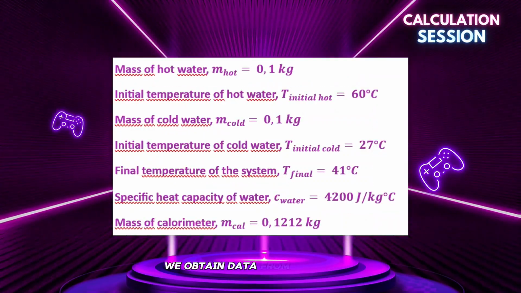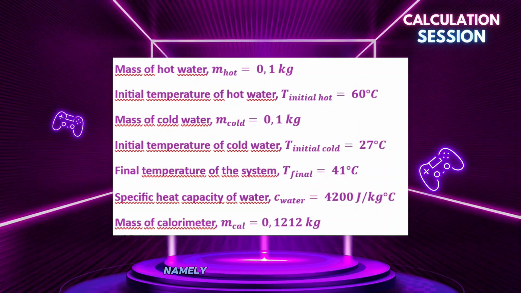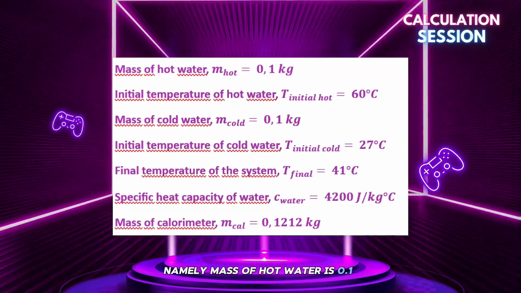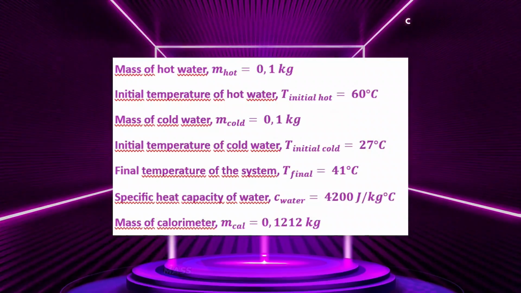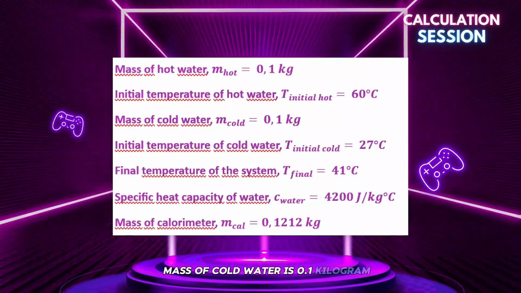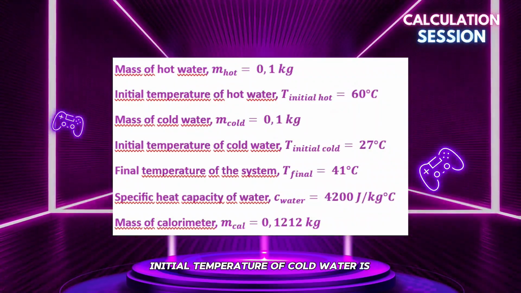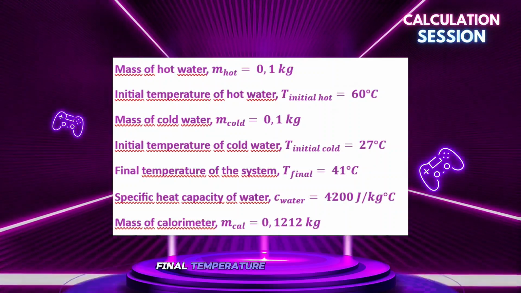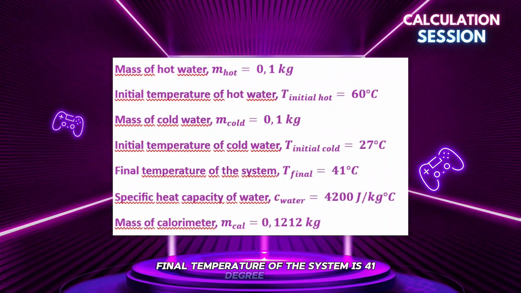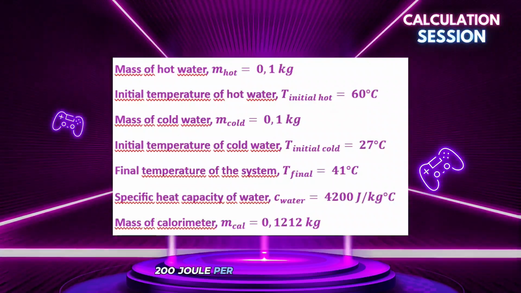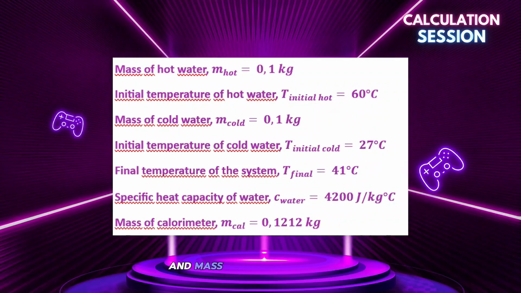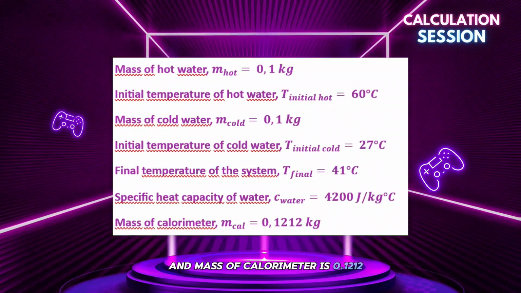We obtain data from the previous experiment, namely, mass of hot water is 0.1 kg. Initial temperature of hot water is 60 degrees Celsius. Mass of cold water is 0.1 kg. Initial temperature of cold water is 27 degrees Celsius. Final temperature of the system is 41 degrees Celsius. Specific heat capacity of water is 4200 joule per kilogram degrees Celsius. And mass of calorimeter is 0.1212 kg.